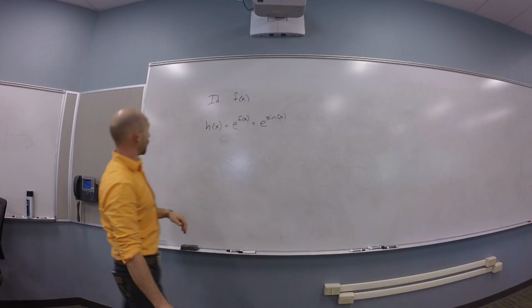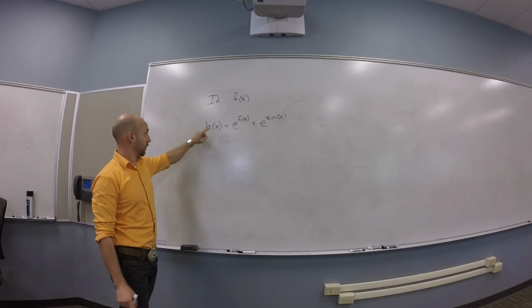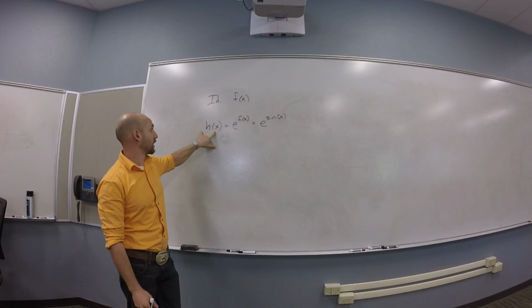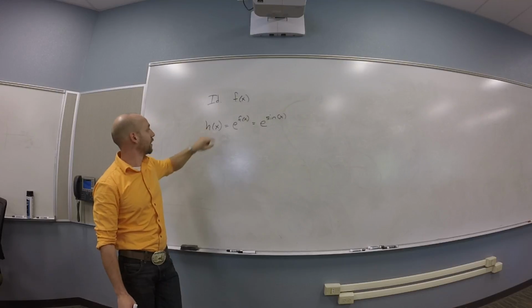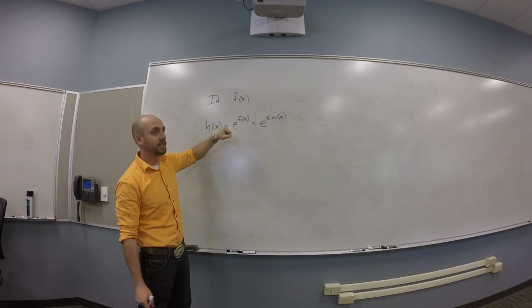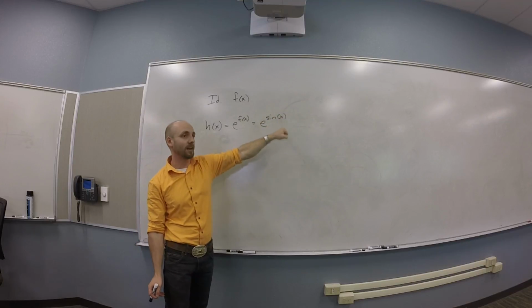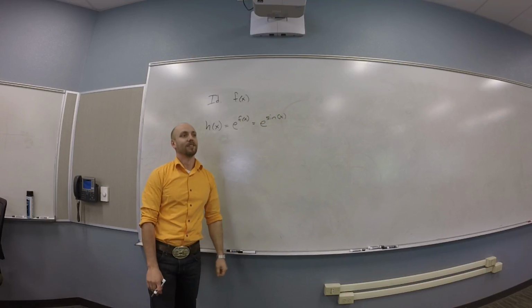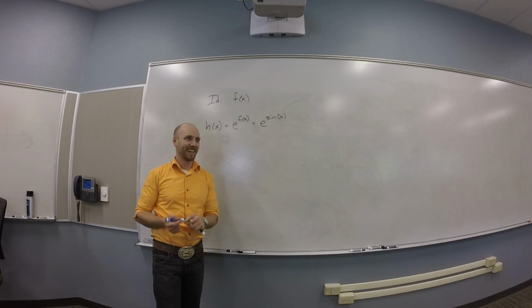Okay, so Gabe wants 17 out of 10.1. Wait. So I have instructions that say identify f of x, and then they tell me h of x is e to the f of x is e to the sine of x. Okay. Yeah? So what'd you think?